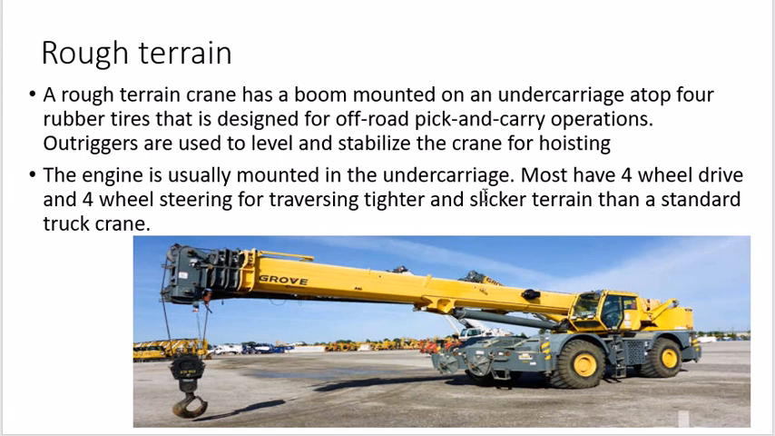Then the engine is usually mounted on the undercarriage. Again, on the lower part the engine is provided. Most have 4-wheel drive and 4-wheel steering for traversing tighter and slicker terrain. He says that 4-wheel drive systems give us more power so that we can haul and carry things, and it also has 4-wheel steering. 4-wheel steering means you can rotate your crane easily in any direction on tighter and slicker terrain, where it is difficult to do that, or where accidents could happen, so you can use it easily there.